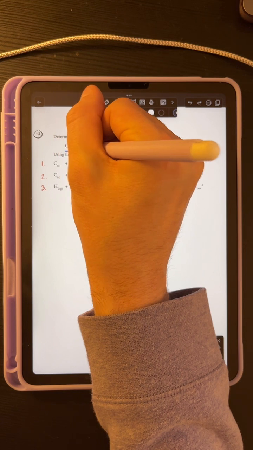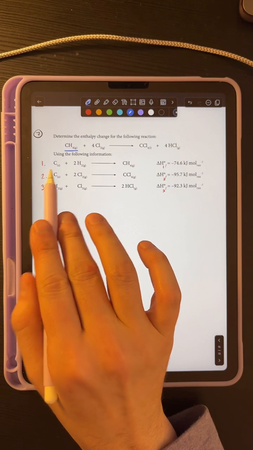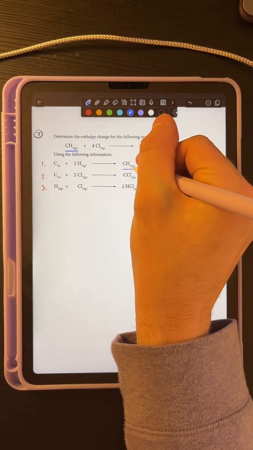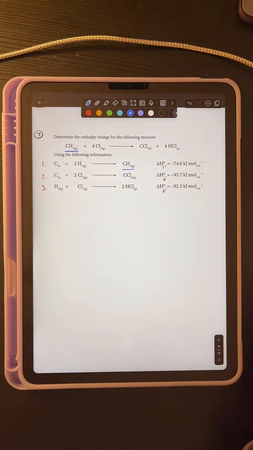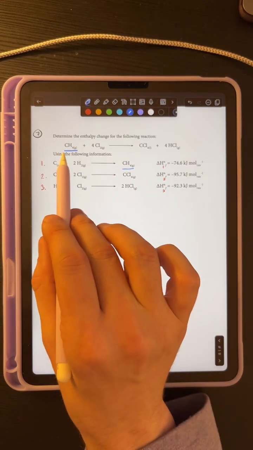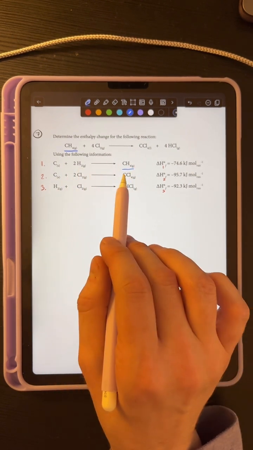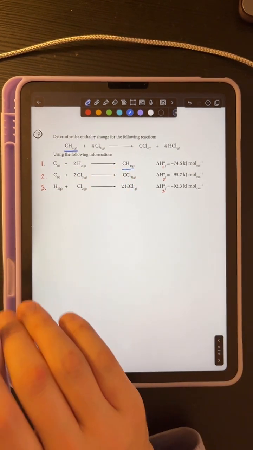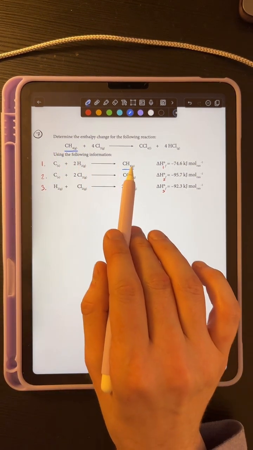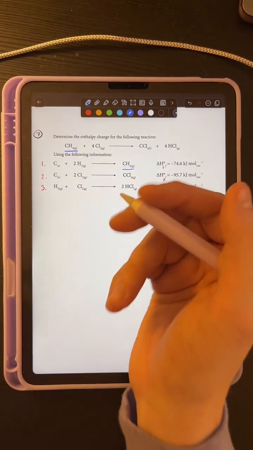So we have our first reactant here is CH4. Now, CH4, if we look at our 3 equations, only appears in one place, and that's over on the product side of reaction 1. But we don't want it on the product side. We want it on the reactant side in our overall reaction. So in order for that to happen, we need to reverse or flip reaction 1. Now we don't need to multiply or divide because it's already 1, right? We only have one of them here and we only want one of them.